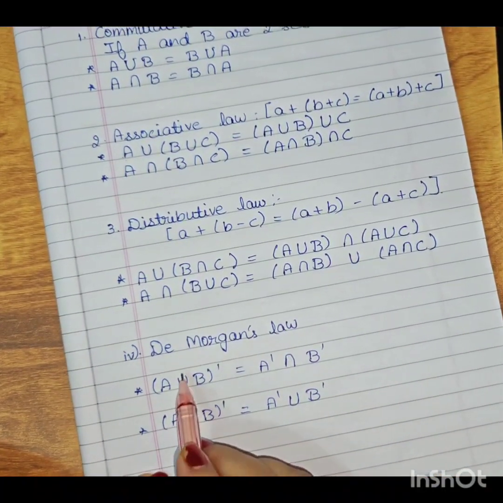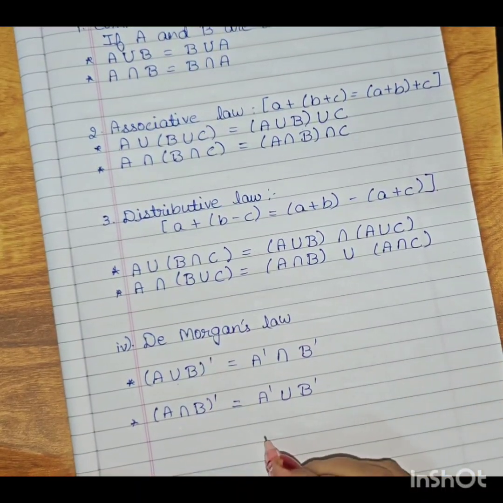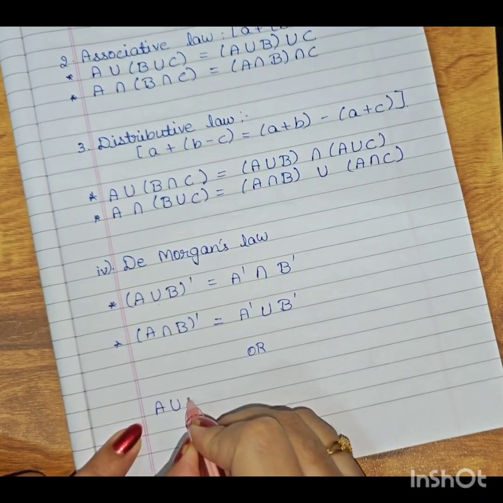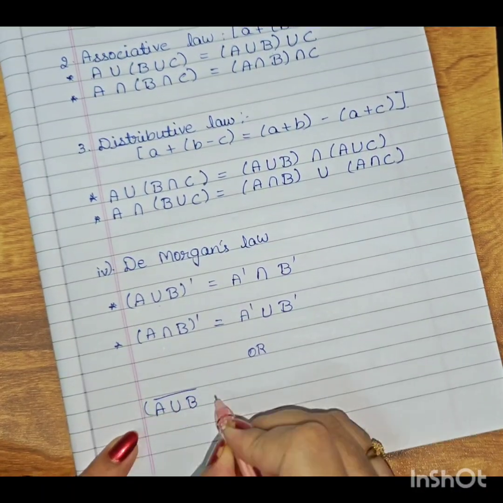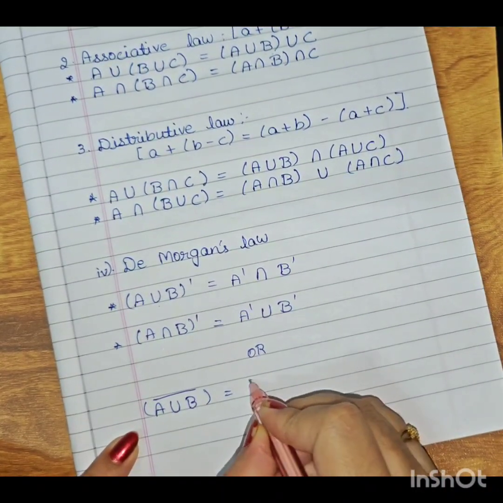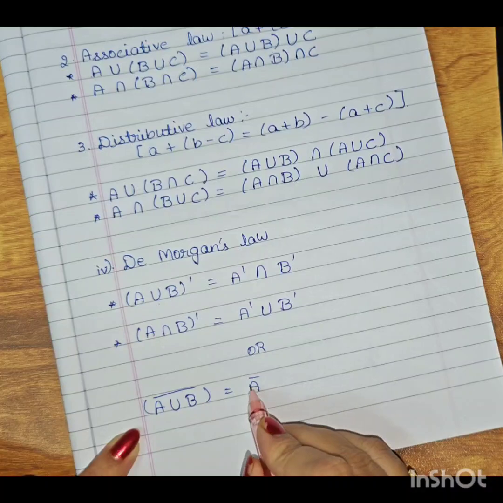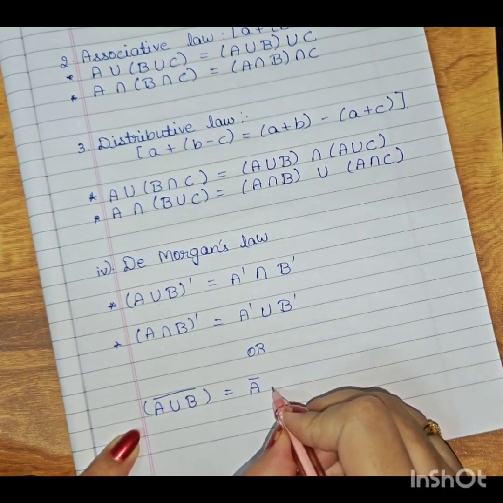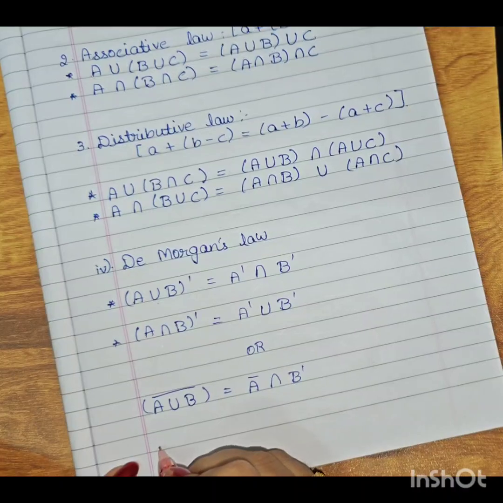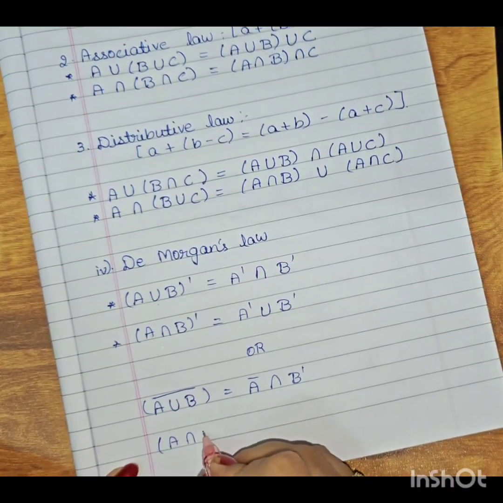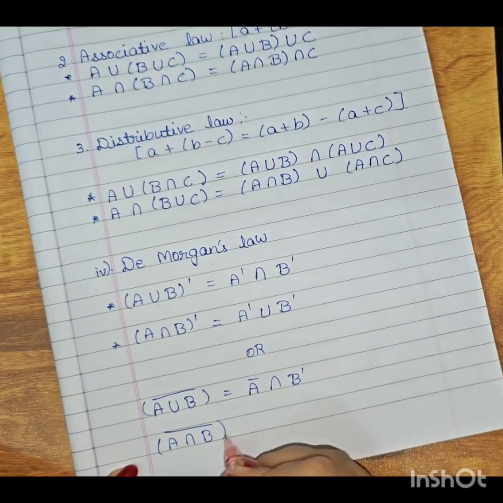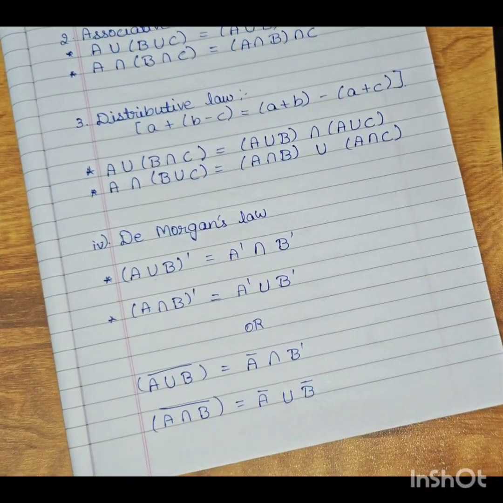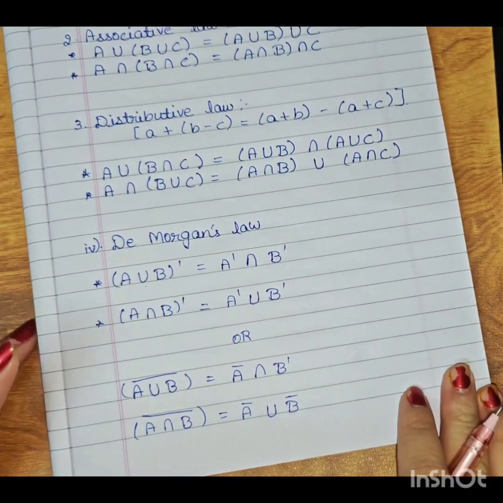This dash, whole dash, it can also be written as A union B whole dash. In this manner also you can write the complement. It is said as complement or dash, anything. In the same way for this too, A intersection B whole dash equals A dash union B dash. So this will be your De Morgan's law.